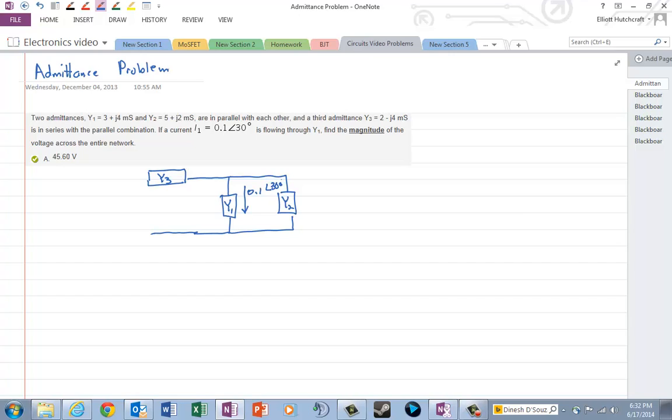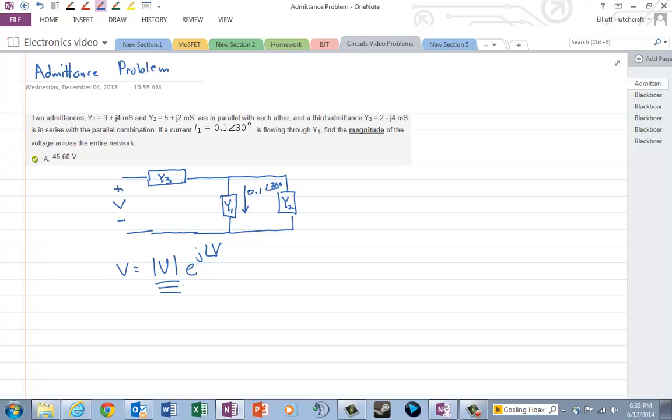It says find the magnitude of the voltage across the entire network, so it's really wanting to know what is, if we call this voltage here V, the phasor is the magnitude of V, e to the j angle of V, and it wants to know just the magnitude. So how am I going to get the magnitude? Well, this isn't as hard as it seems.